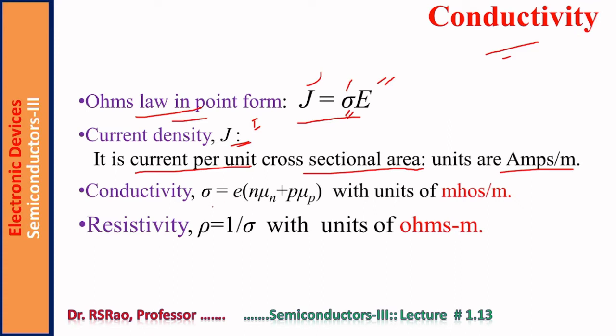Then what is conductivity? Its symbol is sigma, and it is e times (n mu n plus p mu p), where e is 1.6 into 10 power minus 19, n is the free electron concentration, mu n is the mobility of electrons, p is the hole concentration, and mu p means the mobility of holes. This is sigma. Its units are mhos per meter. Resistivity, symbol rho, is 1 by sigma, the conductivity, with units ohm-meter. Notice this is the expression for conductivity of a semiconductor slab. In the case of metals, the hole part is absent.